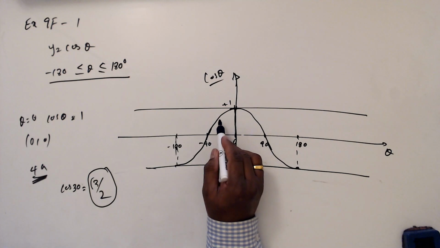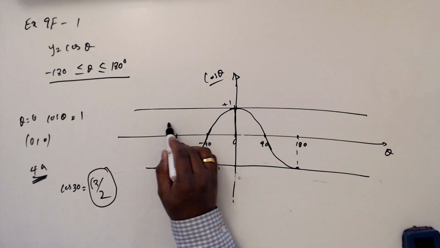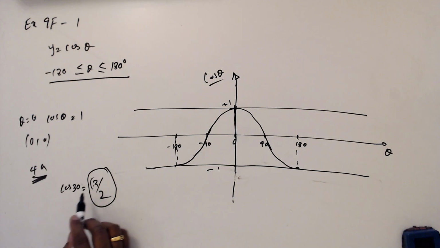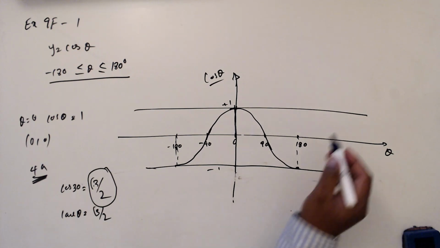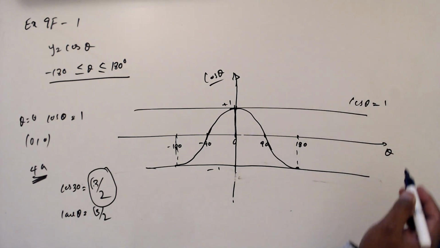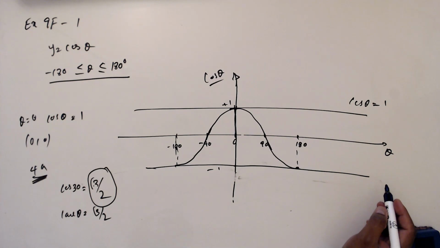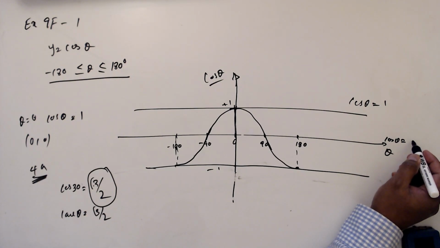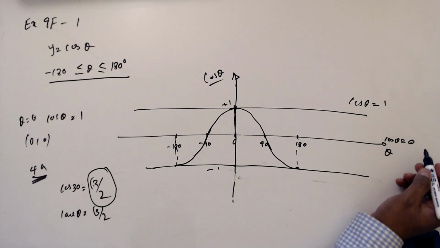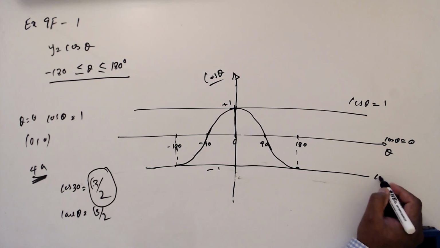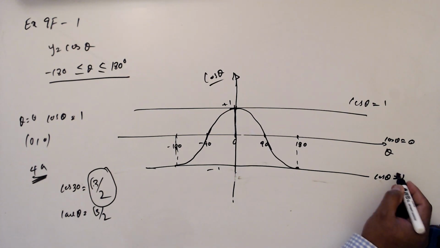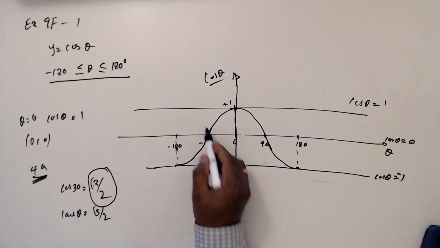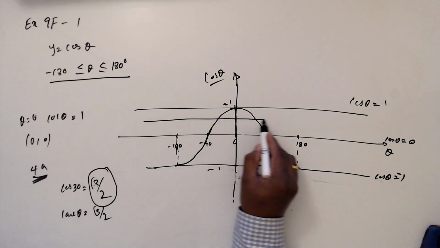Now we have to draw a line like this. What is the line? Cos theta equals square root 3 over 2. This is the cos theta equals 1 line. This is the cos theta equals 0 line. This is the cos theta equals minus 1 line. Now the cos theta equals square root 3 over 2 line is this one.